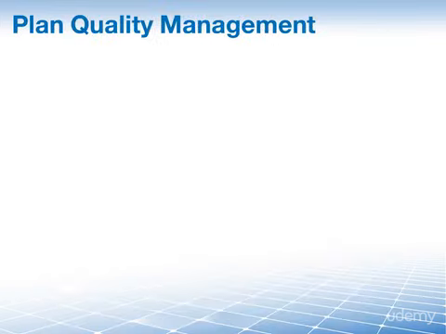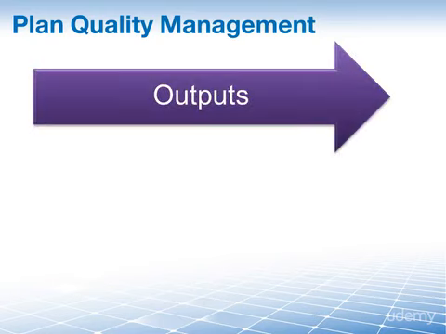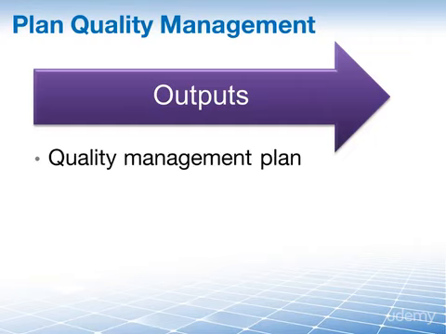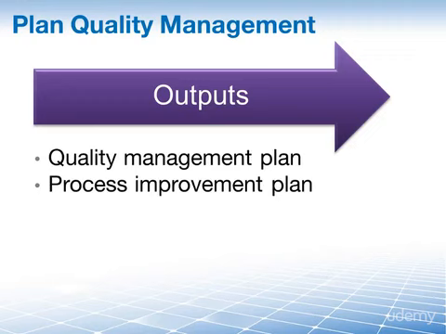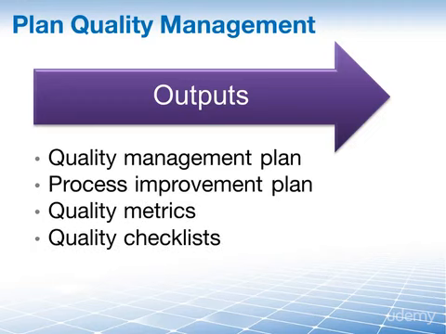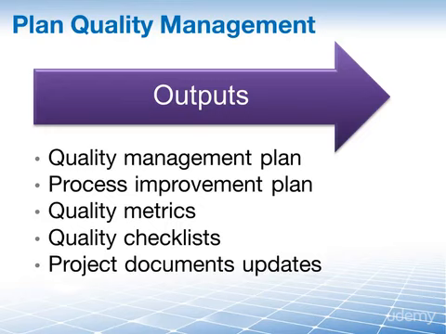And with all the tools and techniques reviewed, we are moving on to the outputs. There are 5 outputs that are specifically mentioned in the PMBOK guide. They are the quality management plan, the process improvement plan, quality metrics, quality checklists, and project document updates. And we're going to do a detailed review for each of these 5.